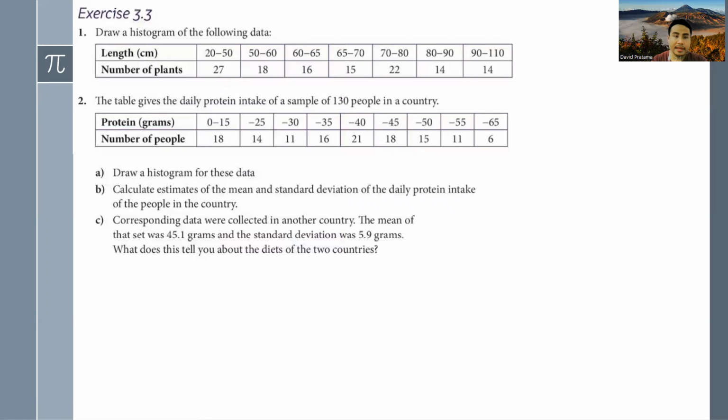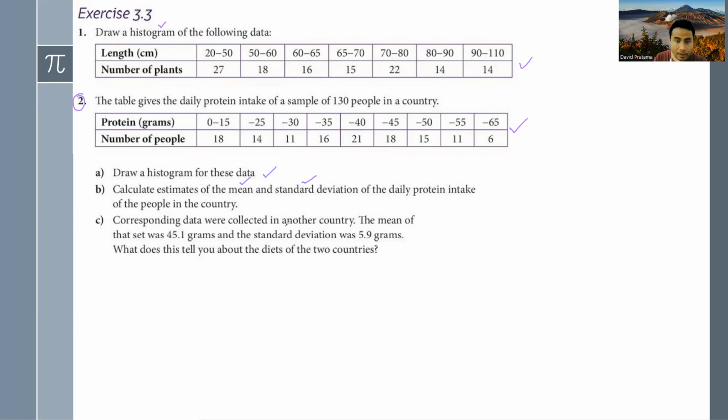Next, you have exercise 3.3. Please draw a histogram based on the following data, the same as the example. Number 2, draw the histogram and estimate the mean and standard deviation. How to find the mean and standard deviation? Same as before.